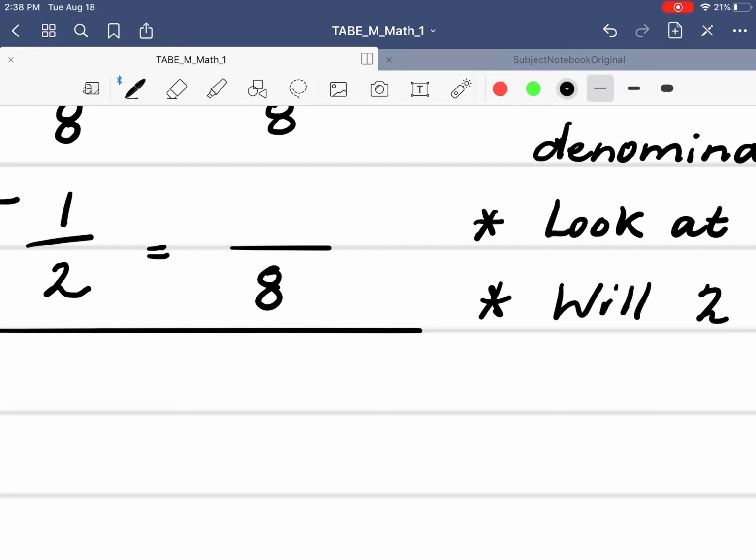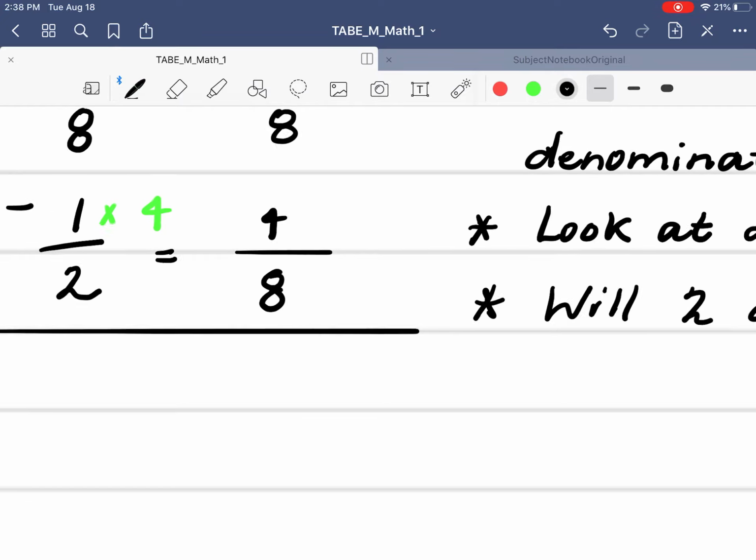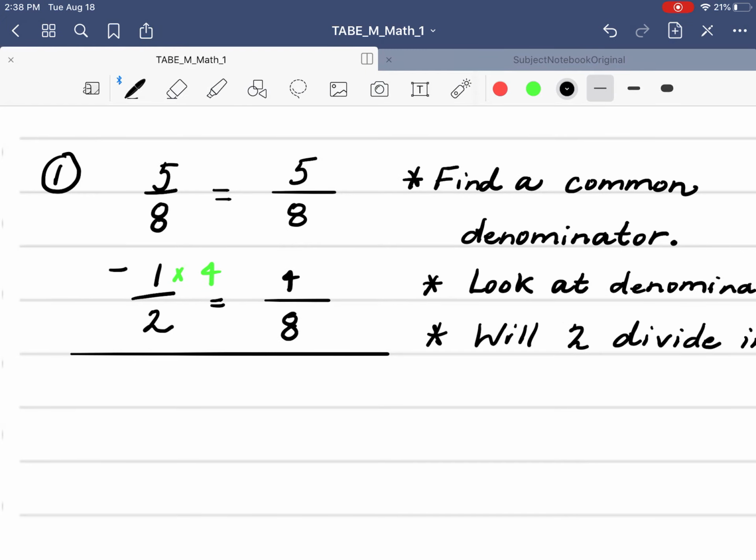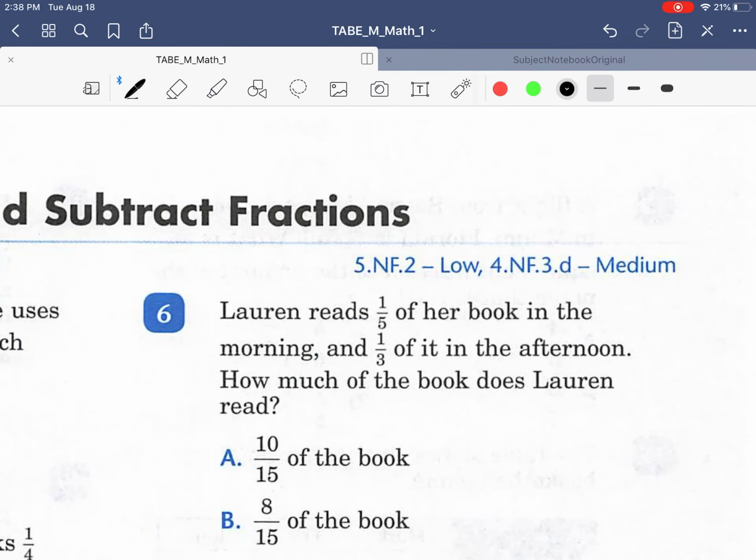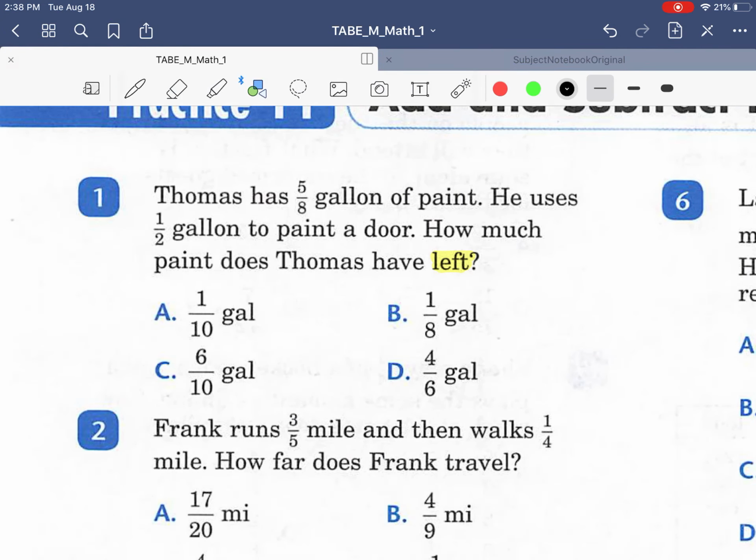But this bottom one, I have to work with just a little bit. I have to say, how many times will 2 divide into 8? And it will go 4. 8 divided by 2 is 4. And so 1 times 4 is 4. So I have raised that 1/2 up to 4/8. And then I'm ready to subtract. 5 minus 4 is 1. So the answer to this number 1 is 1/8. And that would be option B.